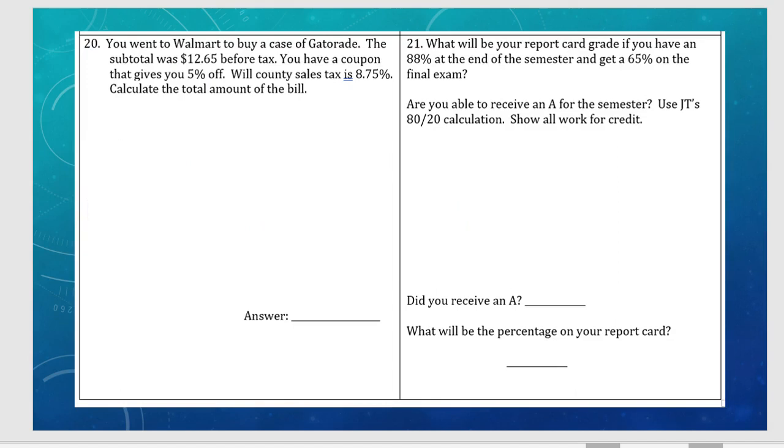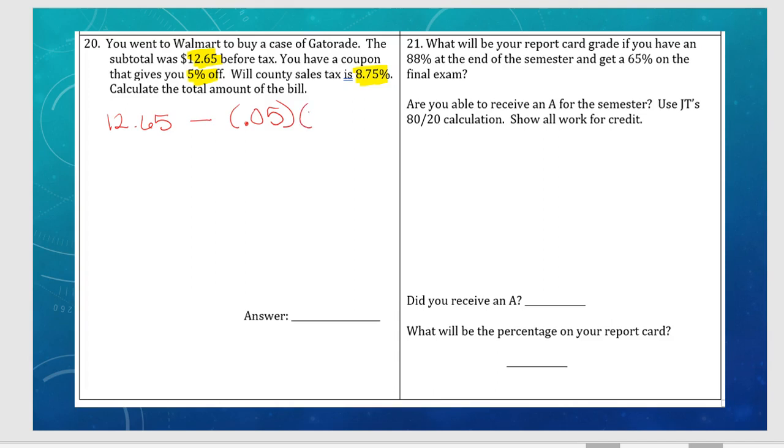Number 20. You went to Walmart to buy a case of Gatorade. The subtotal was $12.65. We had a coupon for 5% off, and then tax is 8.75%. So I'm going to do this in 2 steps. The first thing I'm going to find out is how much did I save and what was my sale price. So my $12.65, I'm going to save. So I'm going to take away my coupon that was 5%. 5% is expressed as 0.05 in decimal form.